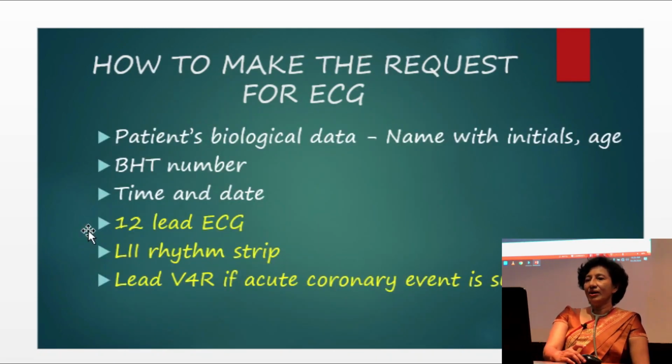You should know how to make the request for ECGs. Now, when we are requesting any investigation, you have to put the patient's biological data correctly: patient name with initials, age, sex, etc. Then the BHT number very clearly, and the time and date on which the request was made. Why?